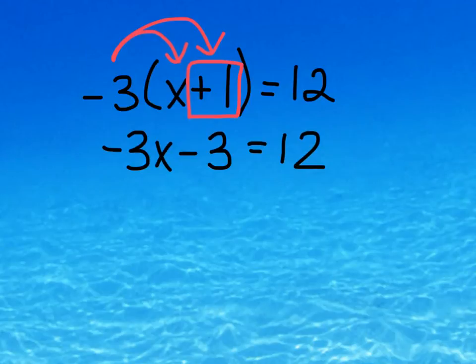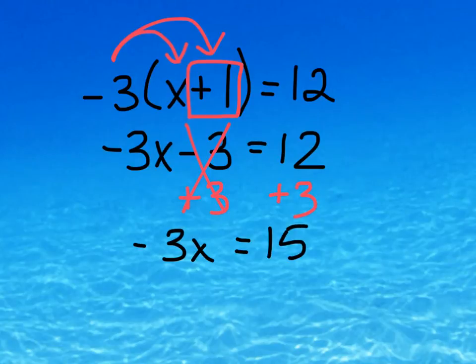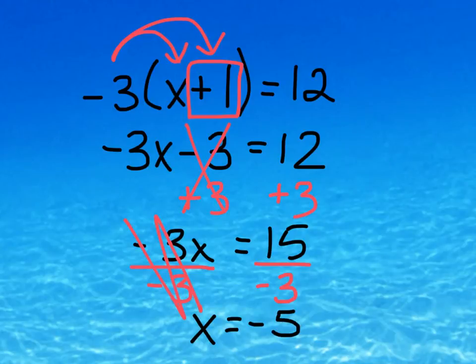Okay, next I'm going to get rid of this -3 by adding it to both sides, canceling that out. And we're left with -3x equals 12 plus 3, that's 15. Last step, we need to get rid of this -3 by dividing by -3. That'll cancel these -3's out, and we get x equals 15 divided by -3, -5.